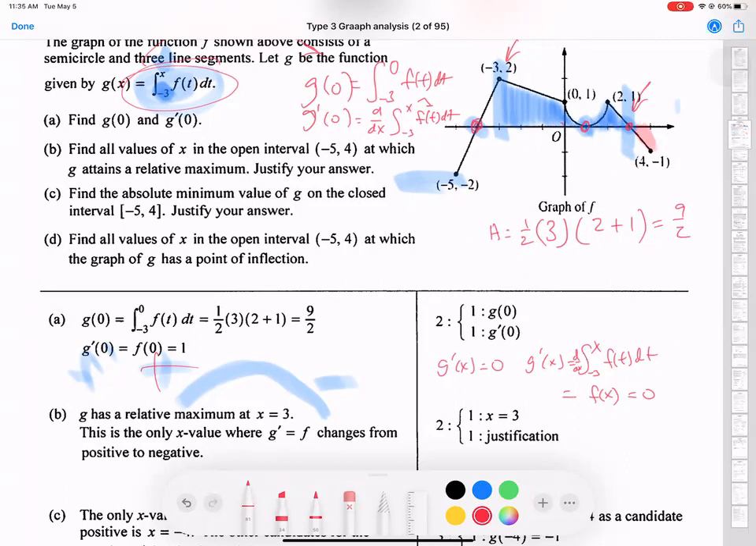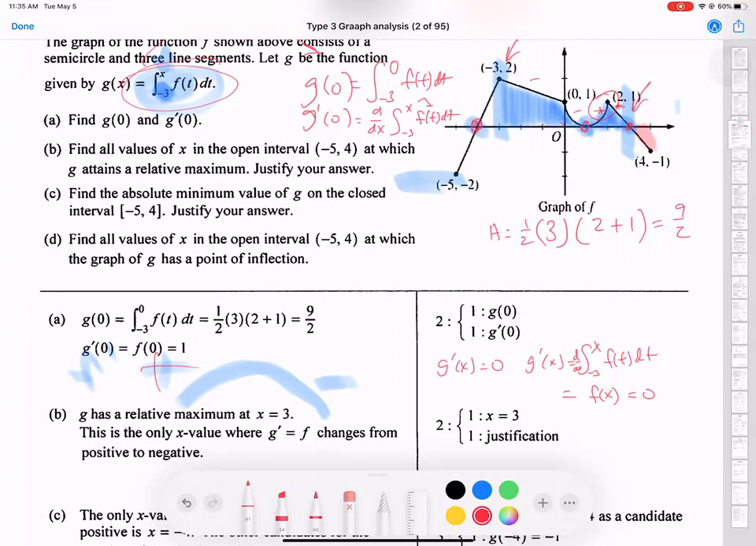Now, you might be saying, Mr. Ko, but don't we look for maximums when the derivative is positive and negative? And the derivative of f is negative here. Isn't the derivative of f positive here and then negative? Shouldn't we say this because it changes from positive to negative?